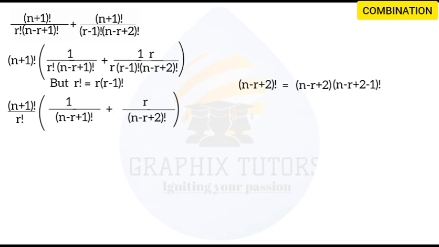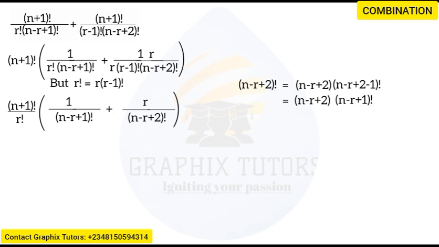So if I now simplify this further, I will now be having n minus r plus 2 multiplied by n minus r plus 1, because 2 minus 1 is 1. So with my factorial, this is what I will now replace with n minus r plus 2 factorial.